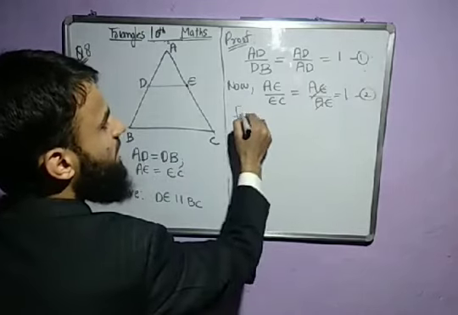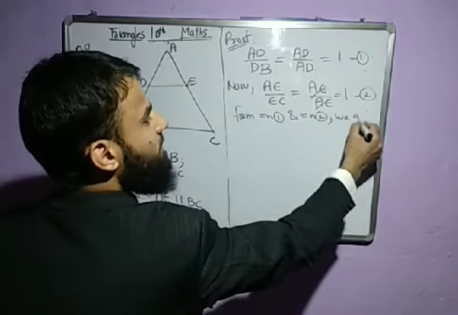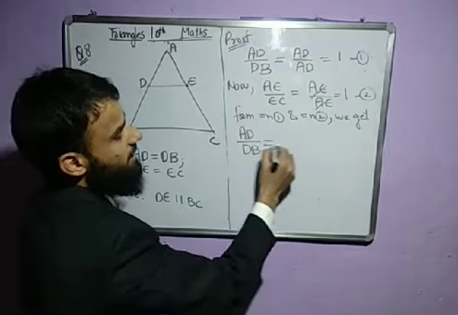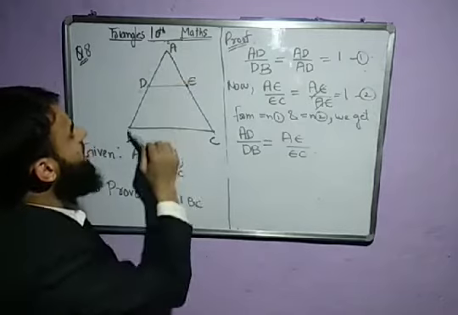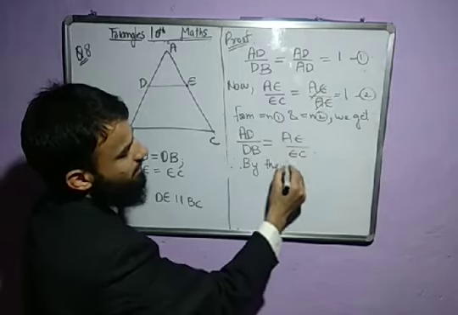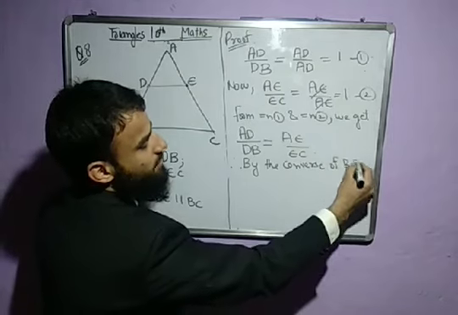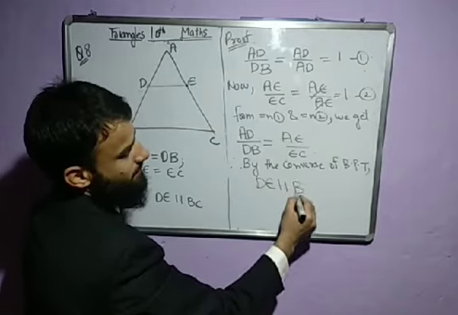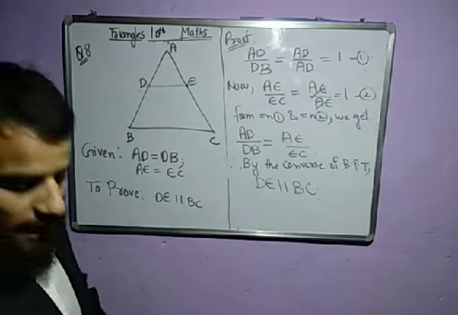So from equation 1 and 2, I will get these two are equal. It means AD divided by DB is equal to AE divided by EC. What does this mean? Therefore, I can apply the converse of the basic proportionality theorem, which is theorem 6.2, converse of the BPT. What we will get? We'll get DE is parallel to BC. I hope it's clear. So now let's move to the question number 9.